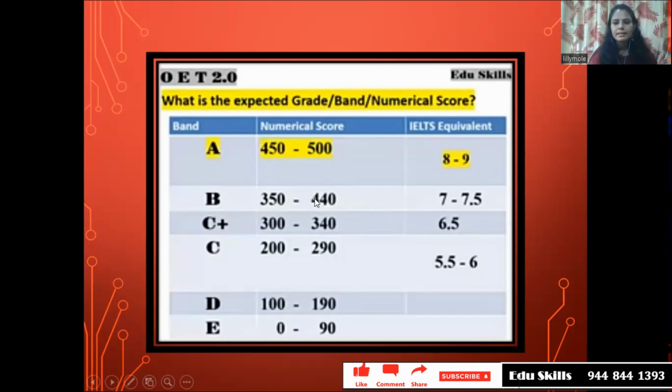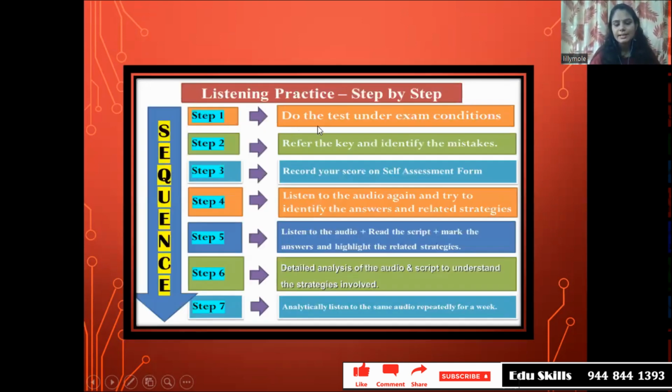What are the things we need to do while doing the listening? There are certain strategies for this listening practice, step by step. First, do the test under exam conditions. That means think that you are doing the exam, and approach the listening like that. Step 2, refer to the key and identify the mistakes. After listening to the audio, refer to the keys and identify the mistakes you made. Step 3, record your score on the self-assessment form. It is very important to record your score on the self-assessment form. If you don't have one, you can find it on the Edu Skills platform.